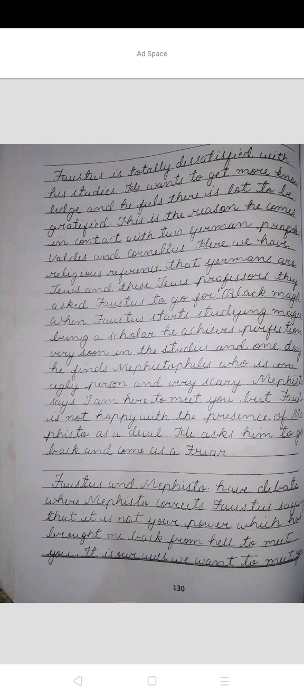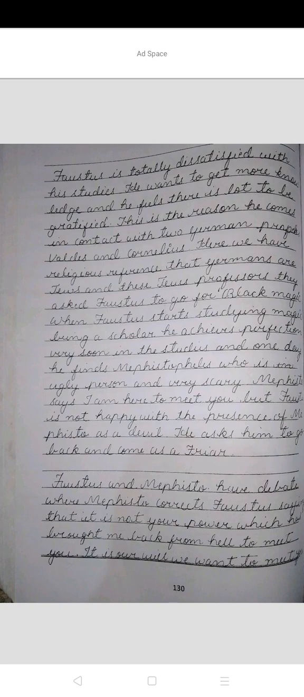Faustus is totally dissatisfied with his studies. He wants to get more knowledge, and he feels there is a lot to be gratified. This is the reason he comes in contact with two German professors, Valdes and Cornelius. Here we have a religious reference that the Germans are Jews, and these Jewish professors ask Faustus to go for black magic. When Faustus starts studying magic, being a scholar, he achieves perfection very soon in the studies.